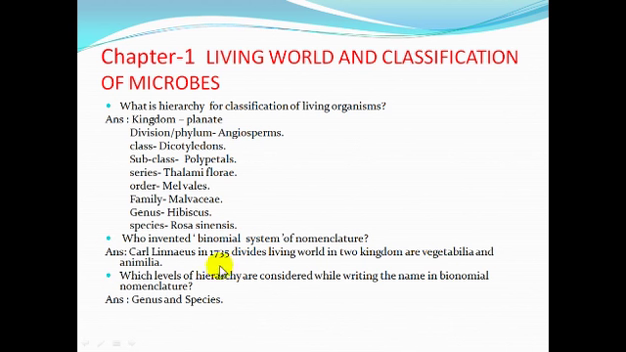So in 1735 Carl Linnaeus divided our living world. Which levels of hierarchy are considered while writing the name in the binomial system? Yes, we all know: genus and species. We use the genus and species to write the scientific name of a living organism. So the third question was which levels of hierarchy are considered while writing the name in binomial nomenclature? If we have to write the binomial nomenclature of any living organism, we will see first of all what the genus of that living organism is and what the species of that living organism is.